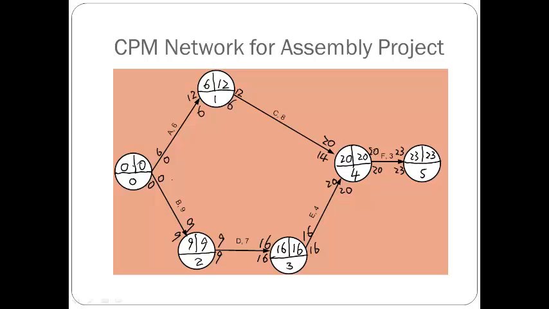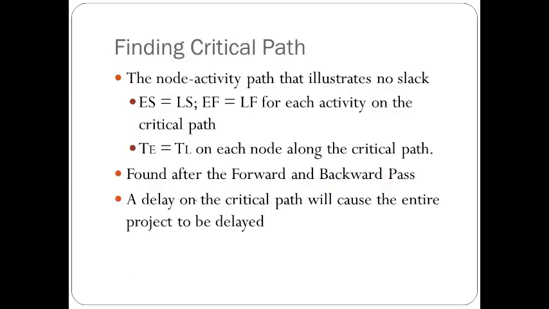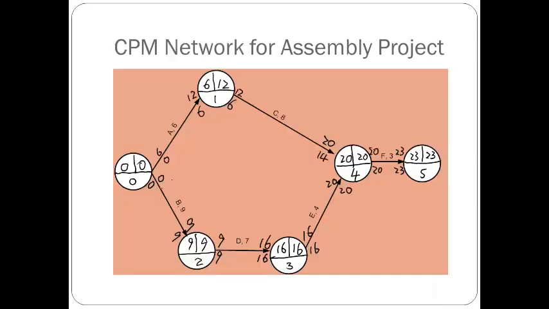Okay, now we have the network complete, and we're going to identify which path is the critical path. We can look at just the events, or you can look at the slack. If on that path there's no slack, meaning the earliest start and the latest start, or the earliest finish and the latest finish, are the same for each activity on that path, then that's the critical path. So in this case, it's this one.